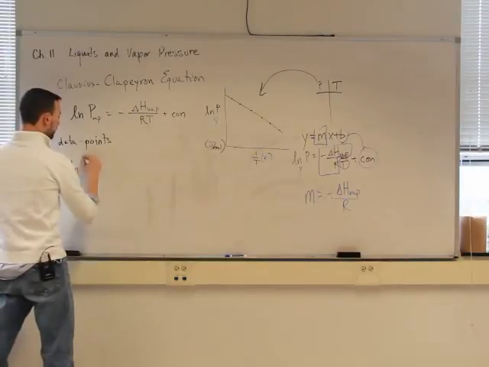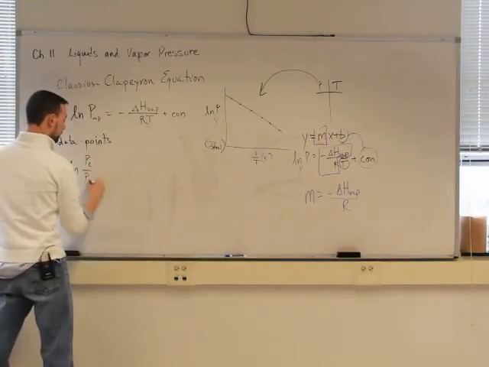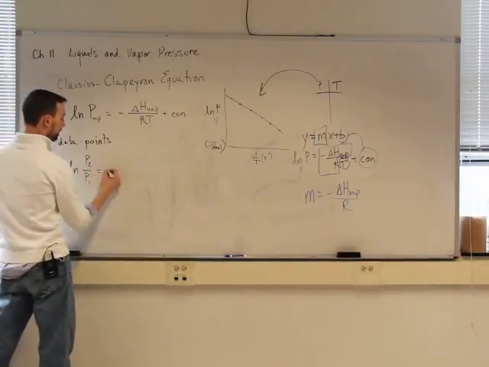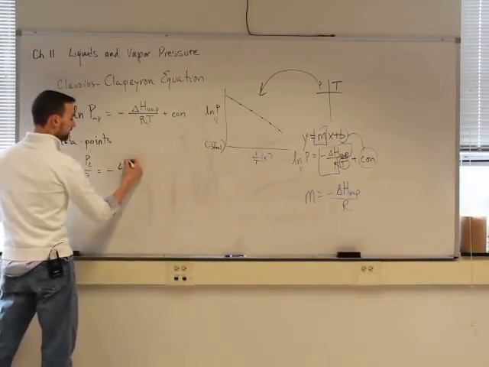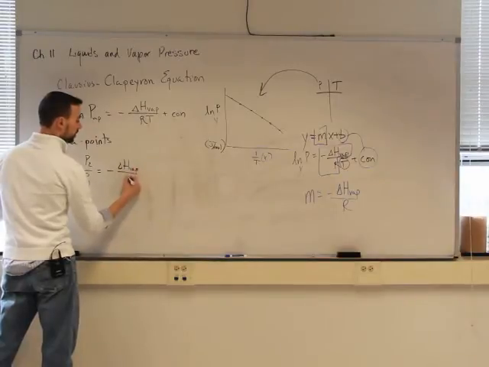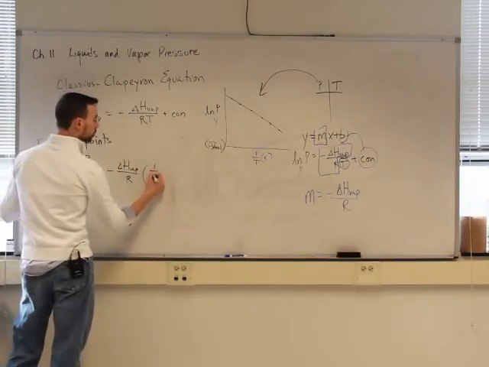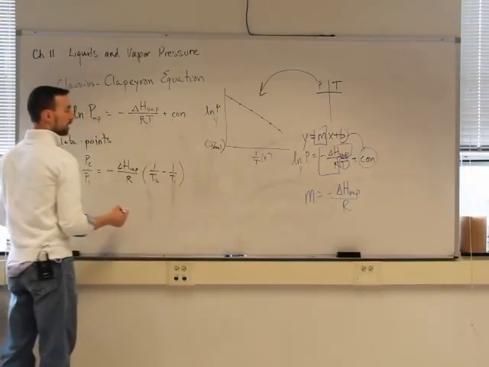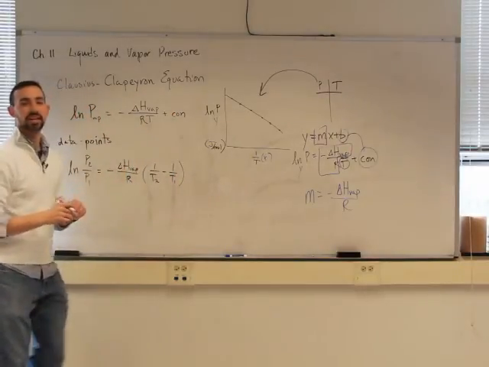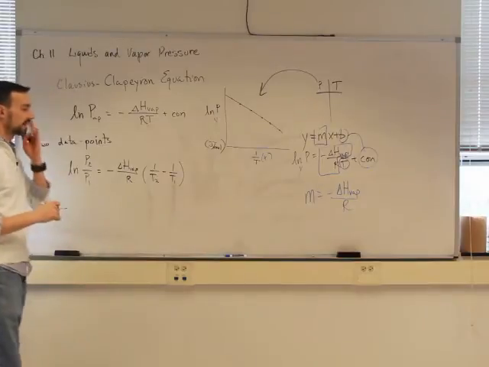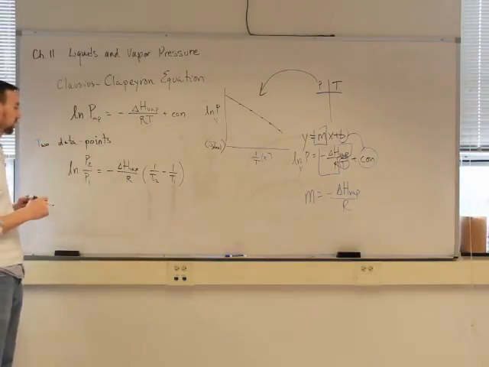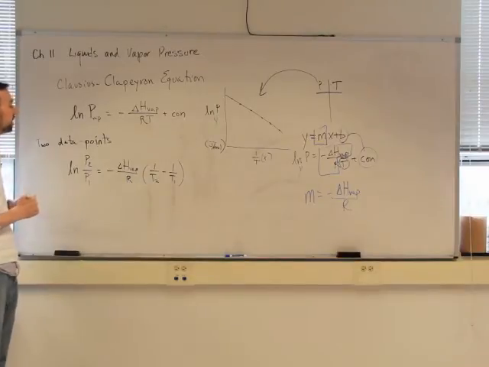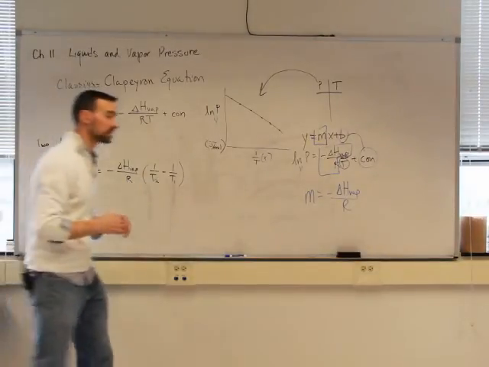So the 2-point version of this Clausius-Clapeyron equation would have ln of P2 divided by P1 equaling the negative delta H vaporization over R times 1 over T2 minus 1 over T1. And the constant disappears in that case. It would be subtracted out, actually. All right? So you can use this equation as well to predict a number of things.